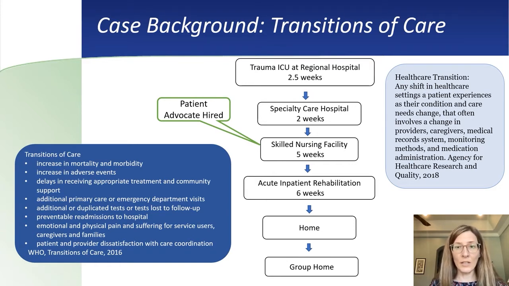So let's look at Steve's transitions. He was admitted to a trauma intensive care unit at a large local hospital for 2.5 weeks while he was on a ventilator. From there, he went to a specialty hospital where the goal was to wean off the ventilator, and he was there for about 2 weeks, and he was able to get off the ventilator. After that, he was transferred to a skilled nursing facility. Melissa was not hired until Steve had been at the skilled nursing facility for several weeks. After that, he spent 6 weeks at the acute inpatient rehabilitation facility, then home, and then finally to a group home. Now, Melissa, what did Steve's family tell you it was like going through some of these early transitions before they hired you?